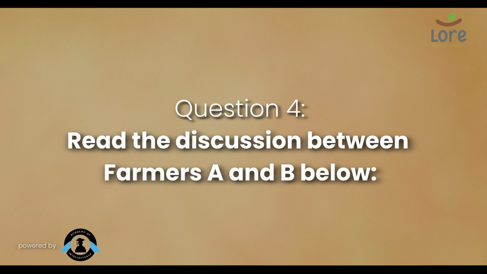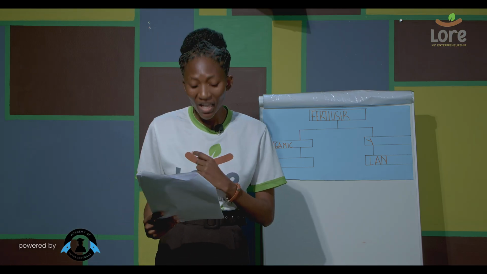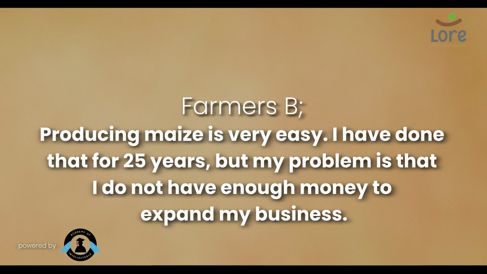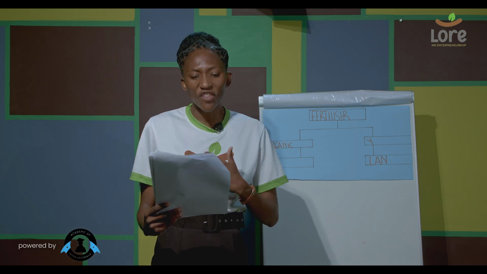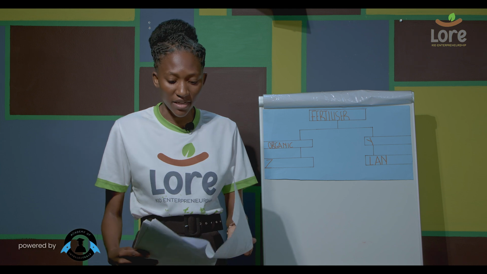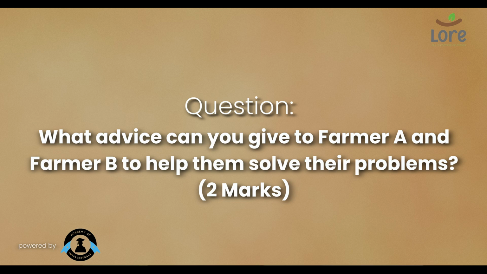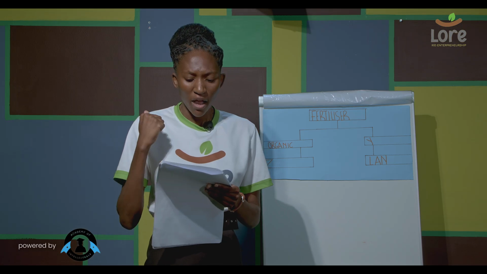Question 4 says, read the discussion between farmer A and farmer B below. Farmer A: I want to produce maize, but I don't know how to do it. Farmer B: Producing maize is very easy. I have done that for 25 years. But my problem is that I don't have enough money to expand my business. And then the question says, what advice can you give to farmer A and farmer B to help them solve their problem? This is also a short application question.